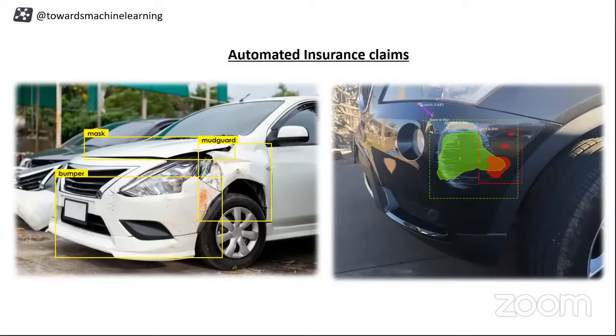People are doing research into it. You can see how it is detecting a bumper, how it is detecting the mud guard which is damaged. In the second image, you can see how confident it is about whether it is a scratch, a dent, or a color loss, right? This is one of the biggest things which people are researching and implementing.